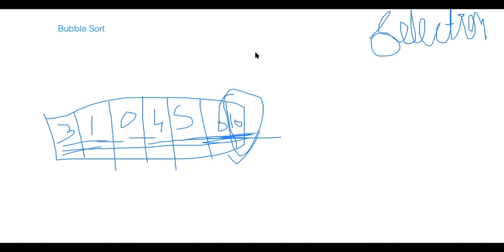After this, what will happen? This 3 will come here. So like 1, 0, 3. So now we have this sorted value. And then at the end, we will swap these two, right? So did you get how we sorted these values?